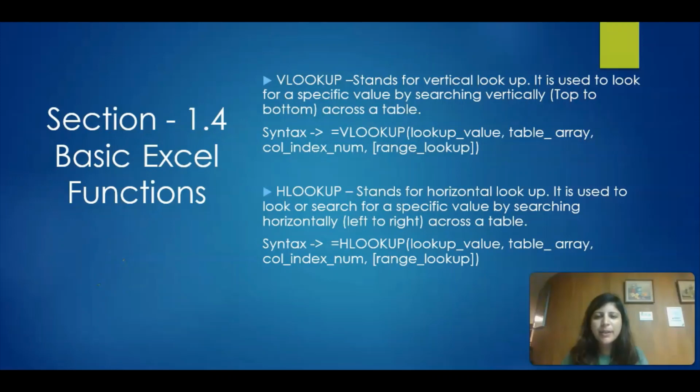My name is Surya. Today we are going to discuss basic Excel functions VLOOKUP and HLOOKUP. VLOOKUP stands for vertical lookup. It is used to look for a specific value by searching vertically top to down across a table. HLOOKUP stands for horizontal lookup. It is used to look or search for a specific value by searching horizontally across a table. Let's try it out in Excel.